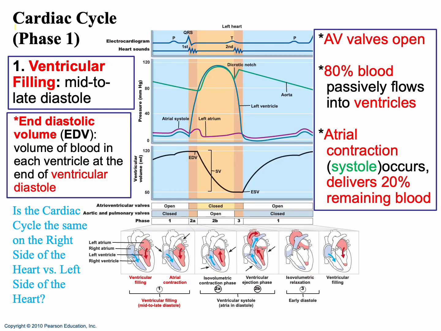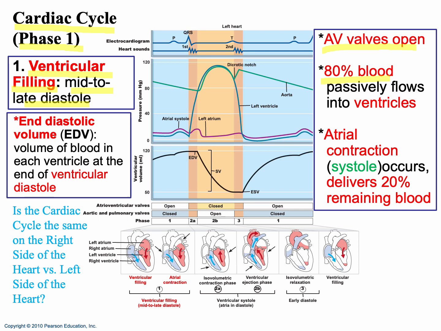So, the cardiac cycle phase 1. The first overall phase of the cardiac cycle is called ventricular filling. Ventricular filling. And this is occurring from the time frame of the mid to late diastole. So some of the key things that are happening during ventricular filling, of course, the AV valves are open, and this allows for the blood to go ahead and move into the ventricles.